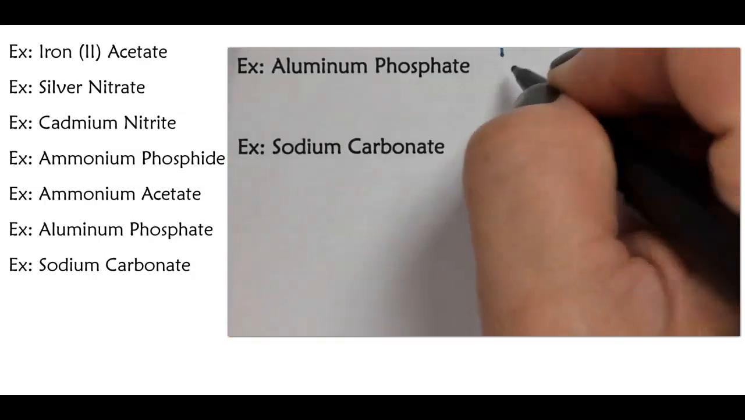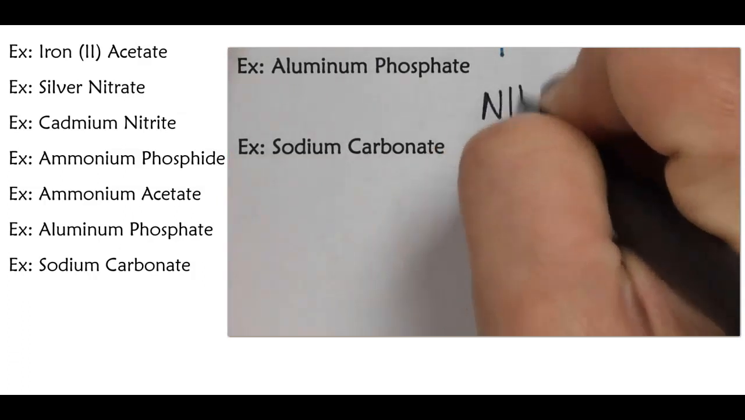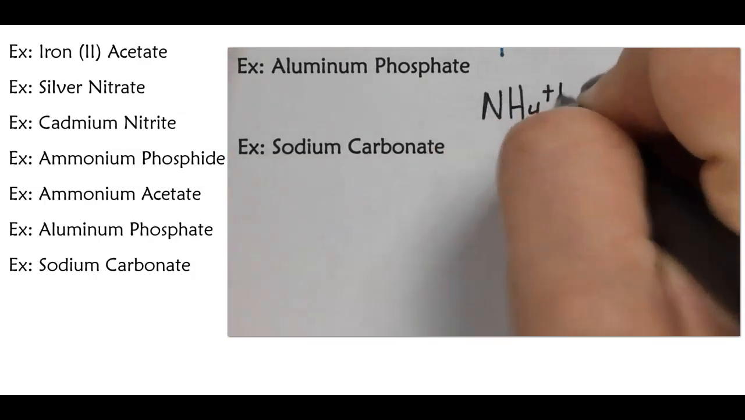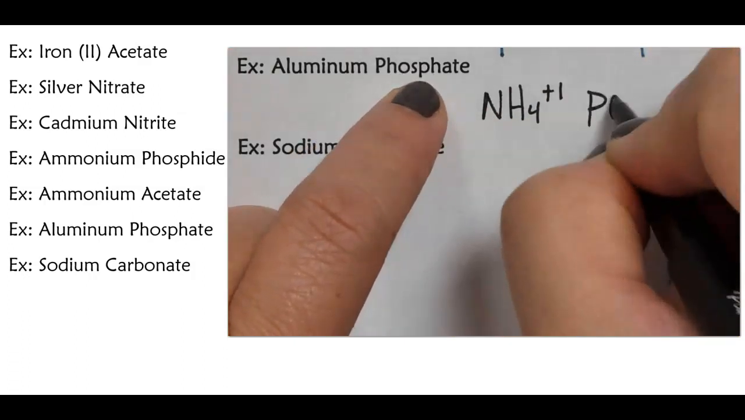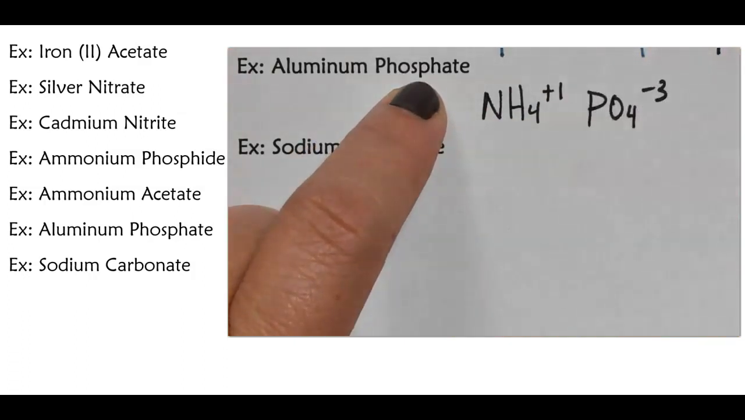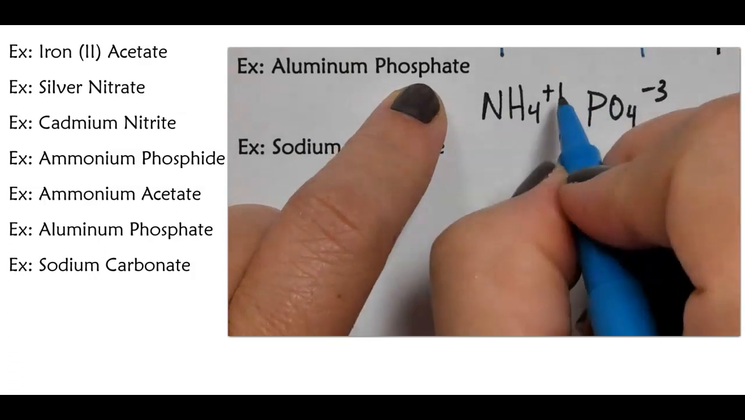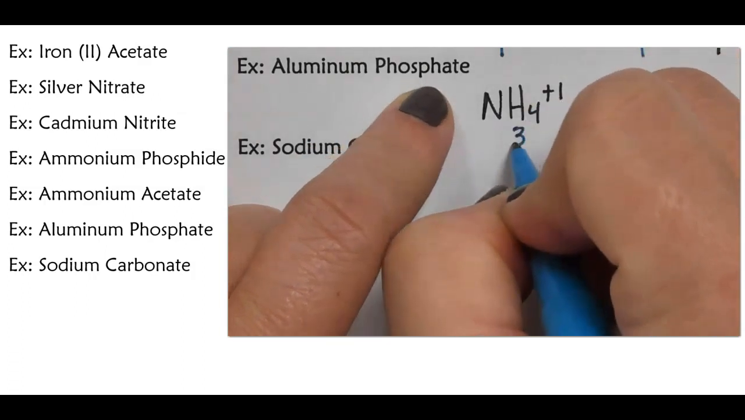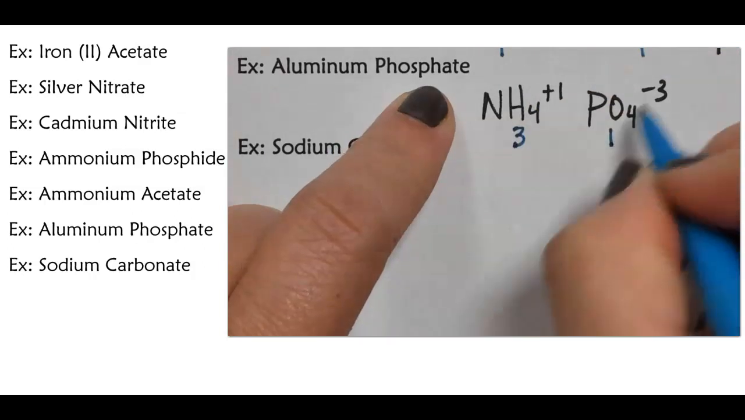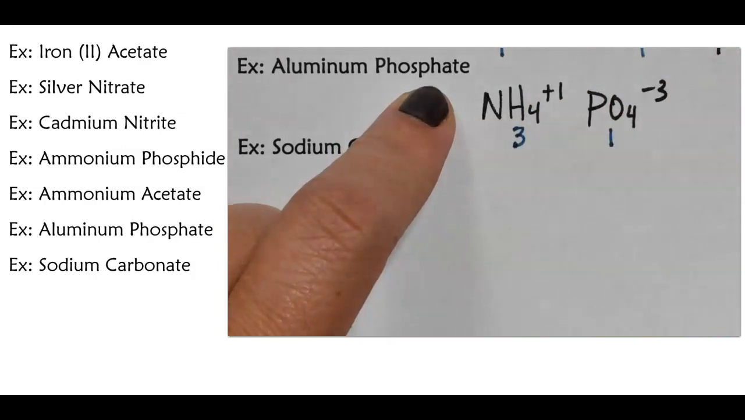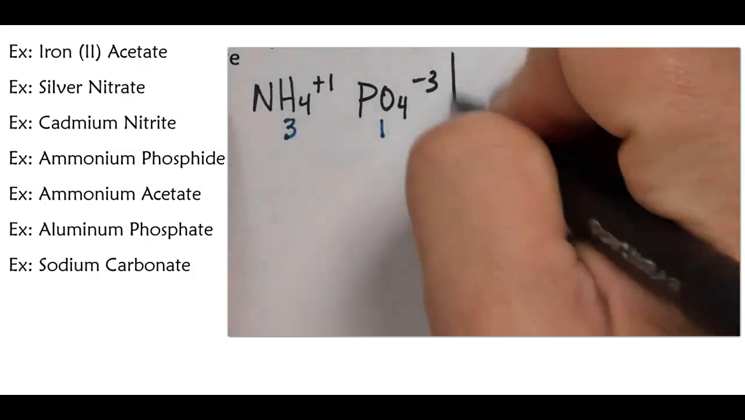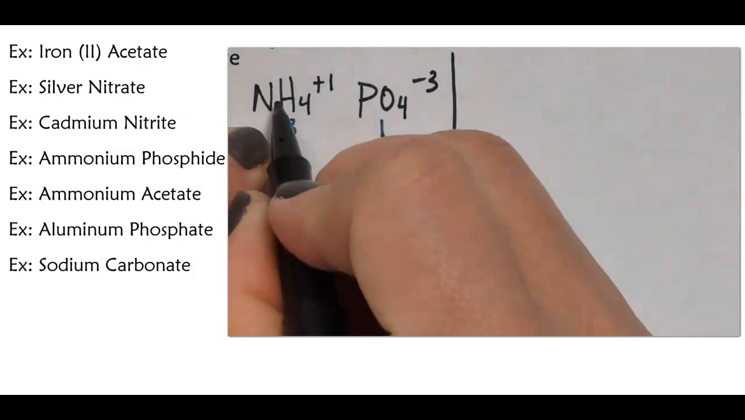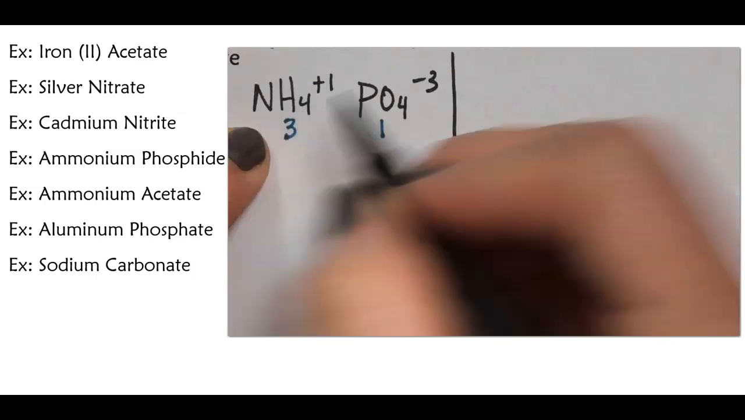Ammonium phosphate. Ammonium is NH4 +1, and then phosphate is PO4 with a -3. I need to balance the charges. It's going to take 3 +1 ammoniums to 1 phosphate for this to be balanced. And so when I rewrite this as a formula, I need 3 ammoniums, so it's going to have to go in parentheses.